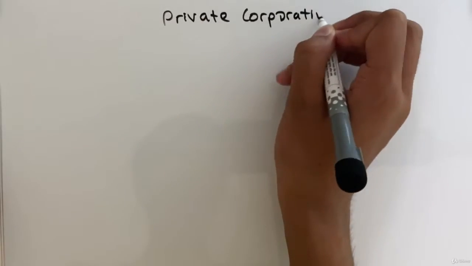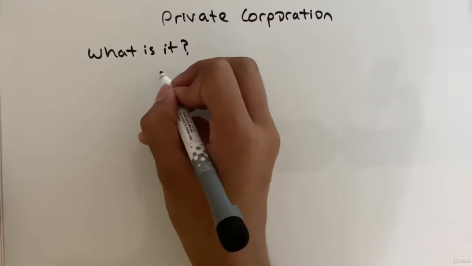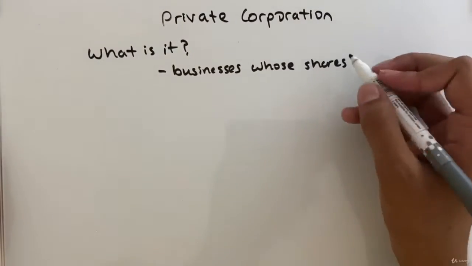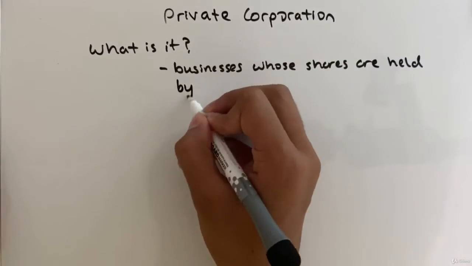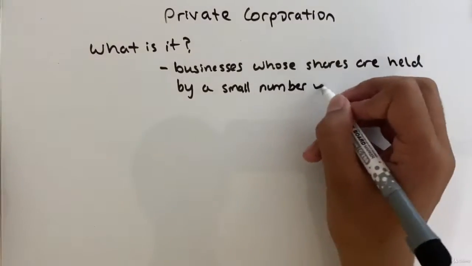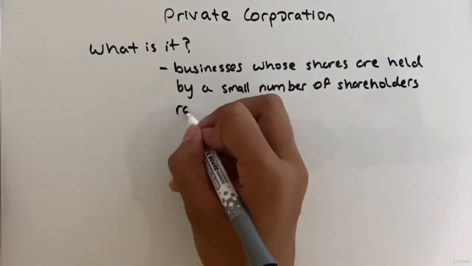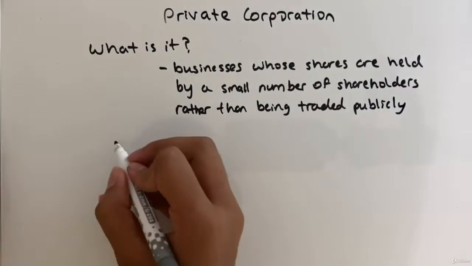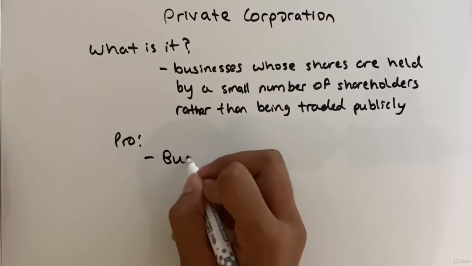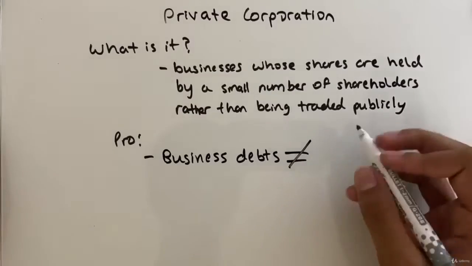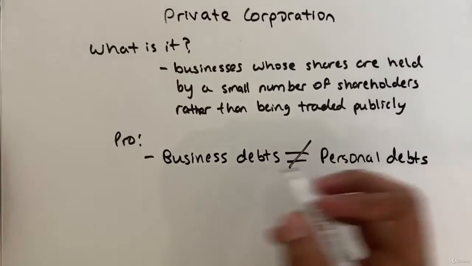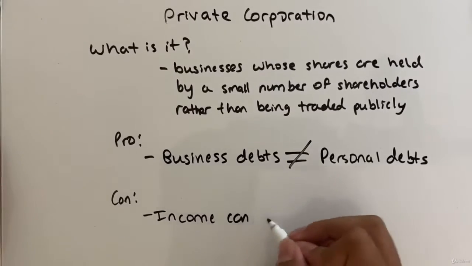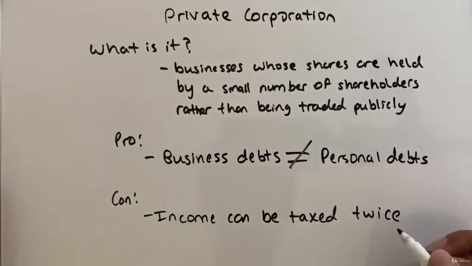Third, we have a private corporation. Private corporations are businesses whose shares are held by a small number of shareholders rather than being traded publicly. A benefit of a private corporation is that unlike sole proprietorships and partnerships, business debts are not personal debts. A major drawback, however, to this business type is that income can be taxed twice, called double taxation, once at the corporate level and once at the personal level, leaving a fraction of the profit to the company.